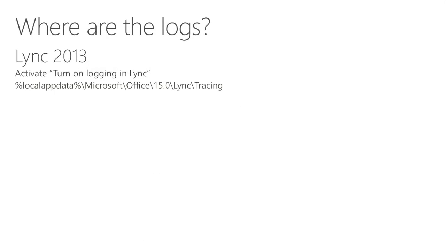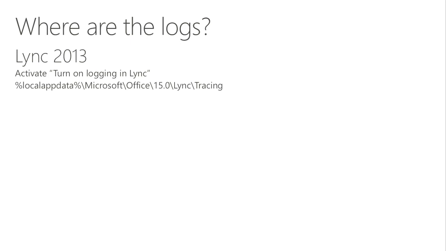Where can I find the logs? In Lync 2013, first of all, turn on the logging. Second, the tip: always create clean logs so that you can see all the steps. So delete your old logs, just reproduce what you want to do. And then go to %localappdata%, Microsoft Office 15.0, Lync, Tracing. That's where you find the log.